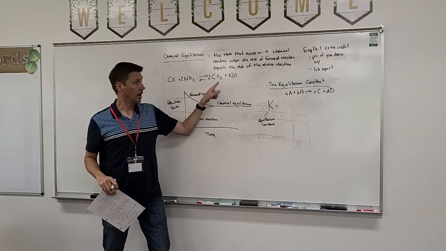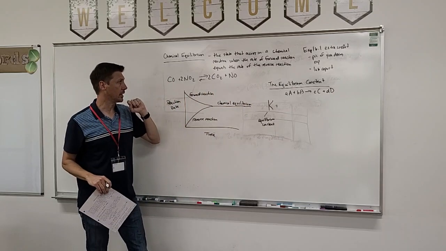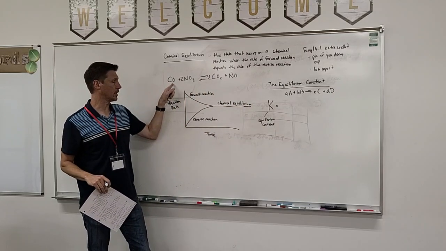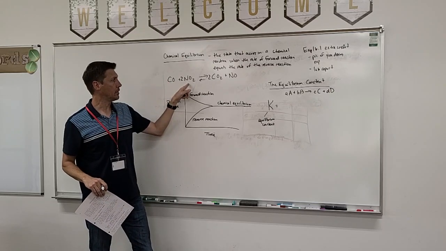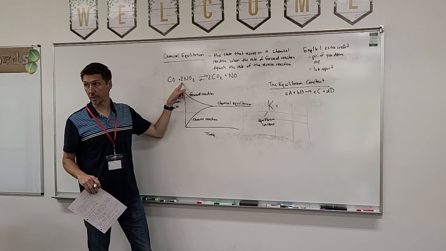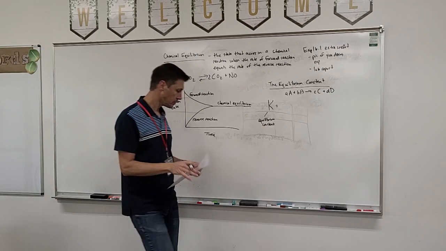Okay? I'm sorry, not big A. This is the reactant side here. Big A would be CO and then have a 1 for little a. Big B would be NO2 and then have a 2 for little b. Does that make sense? All right?